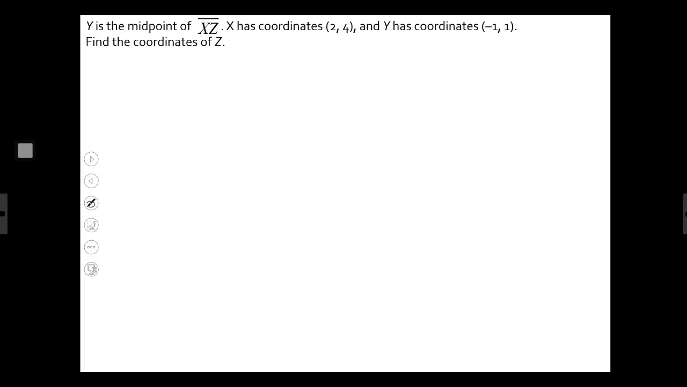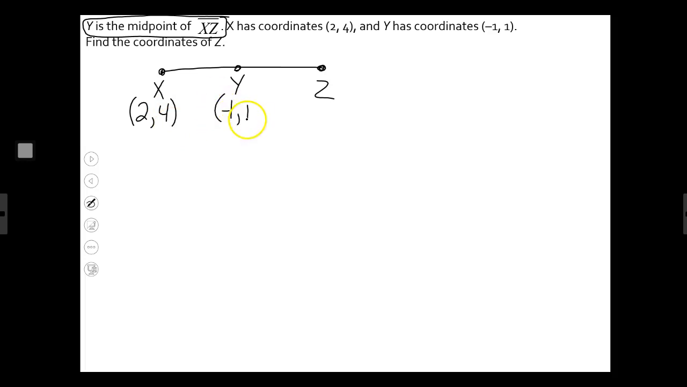All right, next, Y is the midpoint of segment XZ. If you truly know how to illustrate this line, it will make your life so much easier. If they tell me Y is the midpoint of XZ, here's X, here's Z, and Y is that midpoint. X has coordinates (2, 4). Y has coordinates (-1, 1). They want me to find the coordinates of Z.